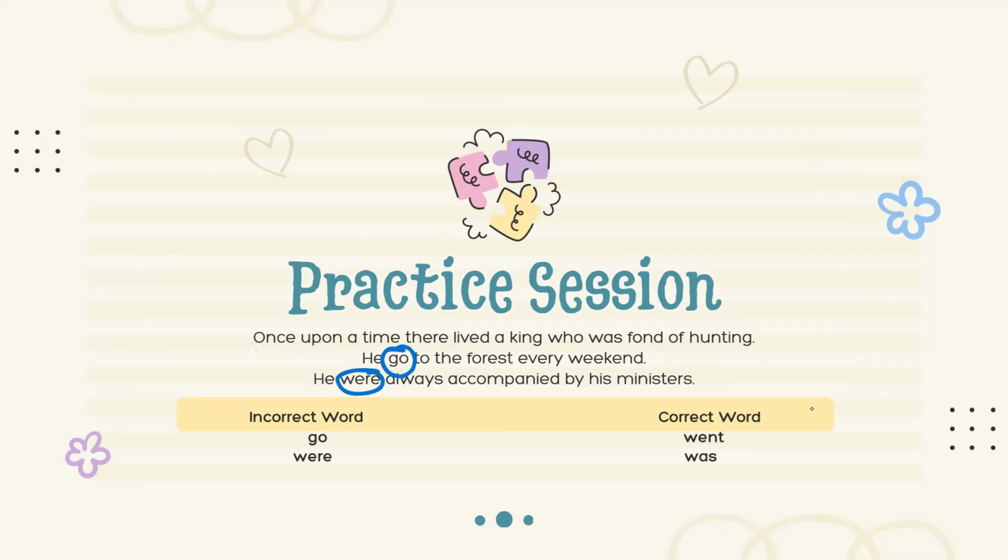Why? Because this paragraph is starting with a past tense, which is talking about a completed action. Even though in the sentence "he go to the forest every weekend" I'm having "every weekend," which is a routine action, still I have to focus on the tense consistency. So the right tense I would be choosing here is past tense: "he went." And next, "he were," I have to focus on the subject verb agreement: "he was always accompanied by his ministers." I hope it is very clear to you all.